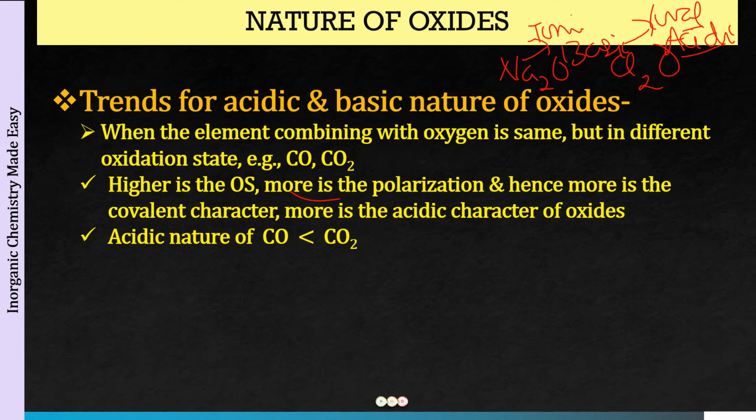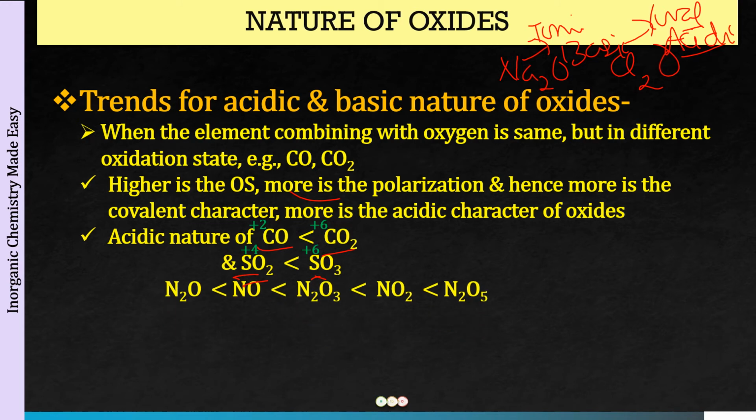So the acidic nature of carbon monoxide is going to be less than that of carbon dioxide, because in carbon monoxide we have the +2 oxidation state, whereas in carbon dioxide we have the +4 oxidation state for carbon. Similarly, if I talk about SO2 and SO3, the oxidation state for sulfur here is +4 and here it is +6. So again, sulfur trioxide is more acidic than sulfur dioxide.